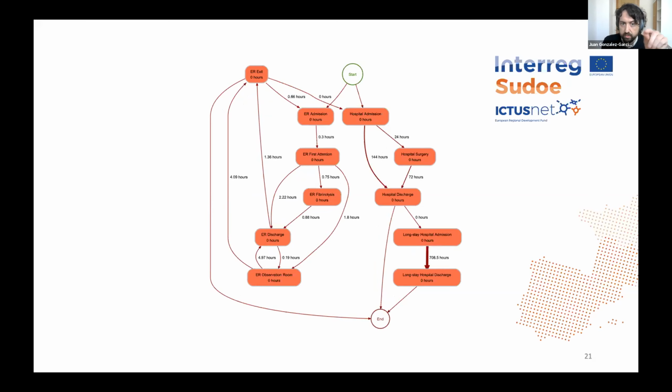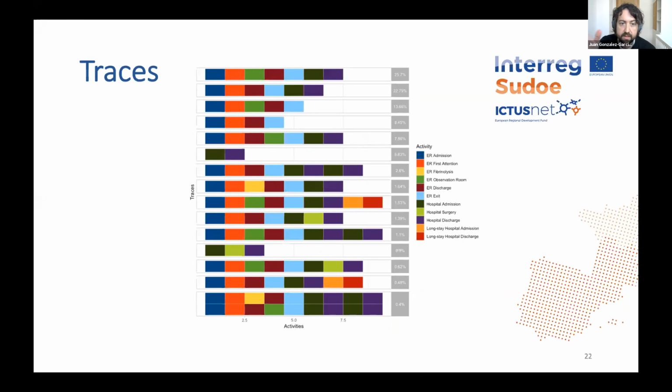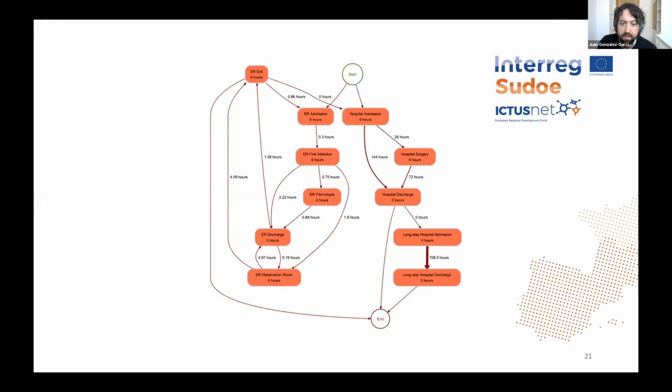For example, the median time between the urgent care admission and urgent care first attention was 0.3 hours, which is around 20 minutes. It's a reasonable time. Also, the thickest arrow represents the hours in a long stay at hospital, and usually that is where you stay the most during this kind of caregiving activities.